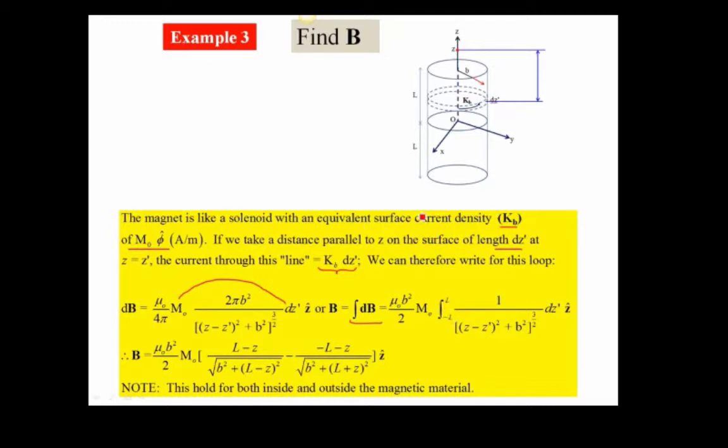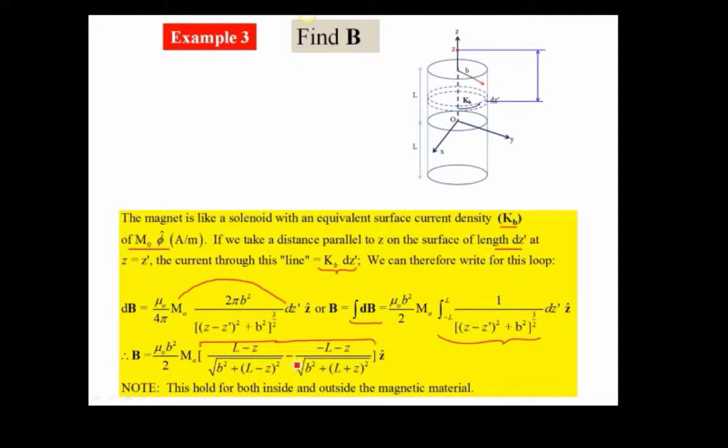So up here we're going from minus L, which is right here, up to plus L, which is right here. So that will add up all these rings and give us the B field due to all those rings. Here's the integral right here, and if we put that into Mathematica or do it by hand, this is the result of finding the B field at a point Z.